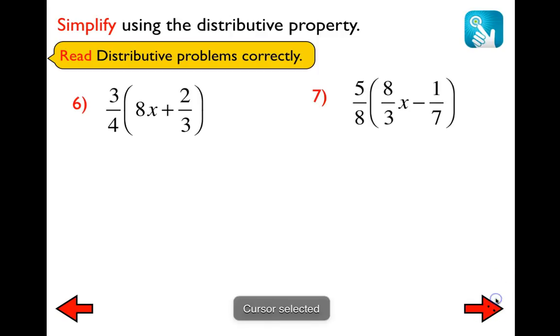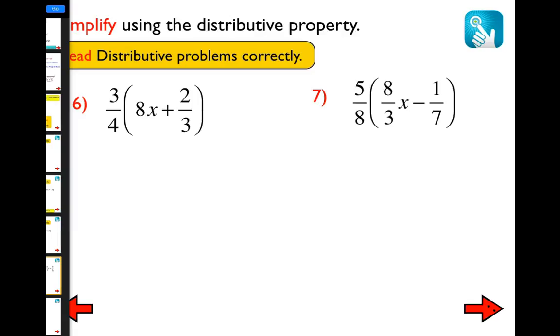Now, I'm going to have you pause the video and try number 7 on your own. Okay, so now what we're going to do is see if you got the problem correct. I'm going to distribute 5/8 times 8/3 x. So I'm going to show my work here. It's already a fraction, so I don't have to change it. Now I'm going to distribute 5/8 to a negative 1/7. So positive times negative is a negative, so I'm going to subtract 5/8 times 1/7.